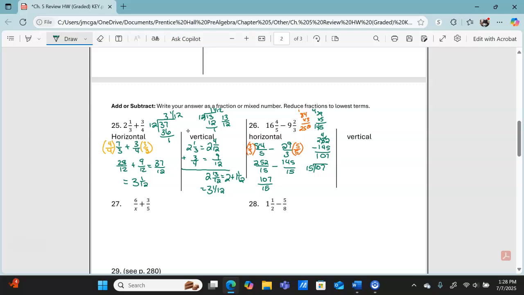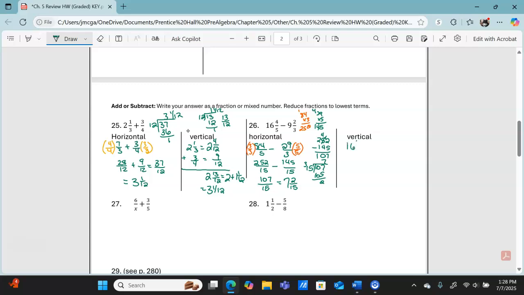15 times 6 is 80. So let's try 7. 7 times 5 is 35. Carry the 3. Ooh, that worked out nicely. So 2. So we get 7 and 2/15. This is your numerator, that 2 down there, and the 15 is the denominator.